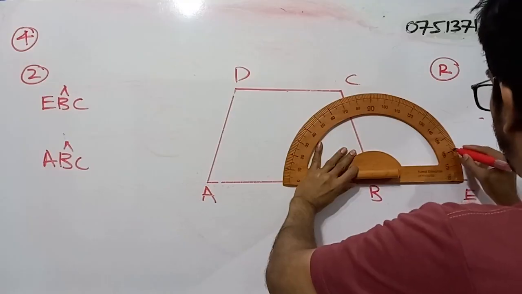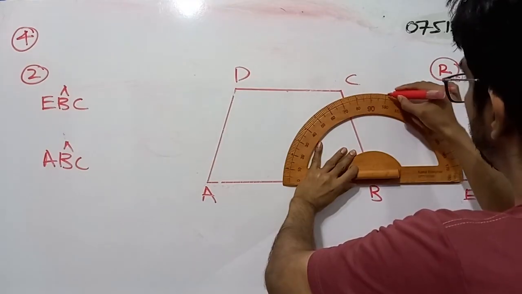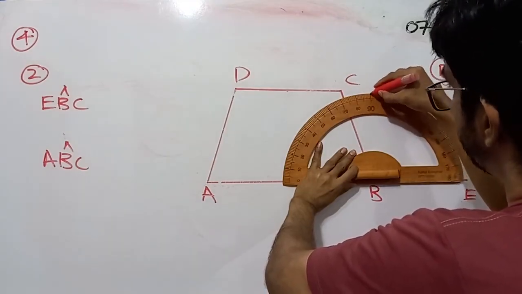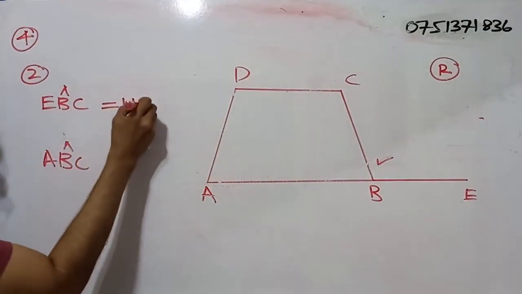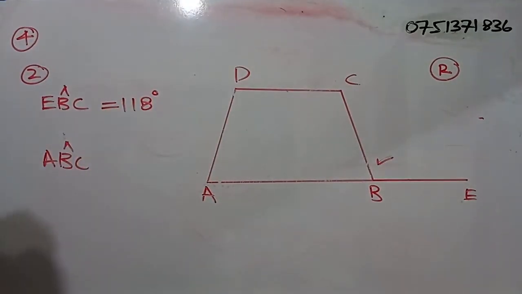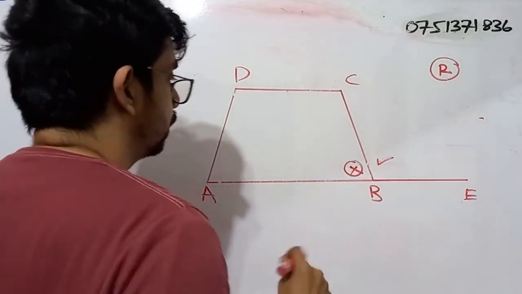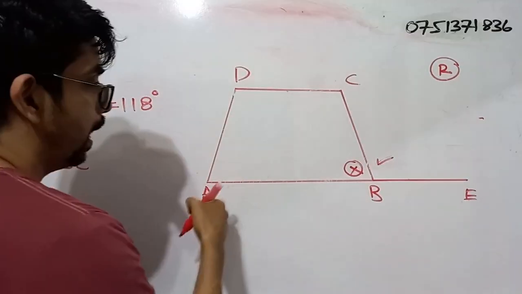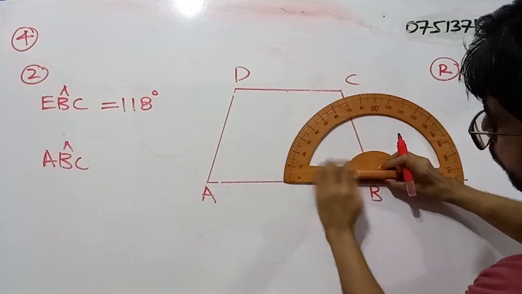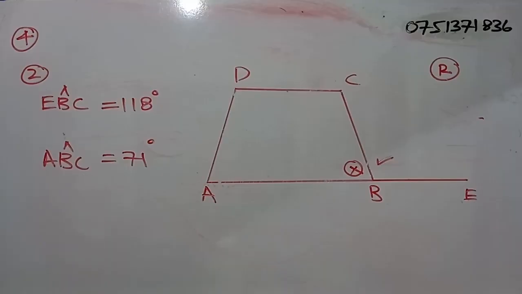Okay. 10, 20, 30, 40, 50, 60, 70, 80, 90, right? Okay. So EBC, that is 118 degrees. Right, now ABC. ABC, that means this angle. So now we have to measure angle ABC. ABC, that means this angle. So it is something like 71 degrees. Right, so that's the end of review exercises.